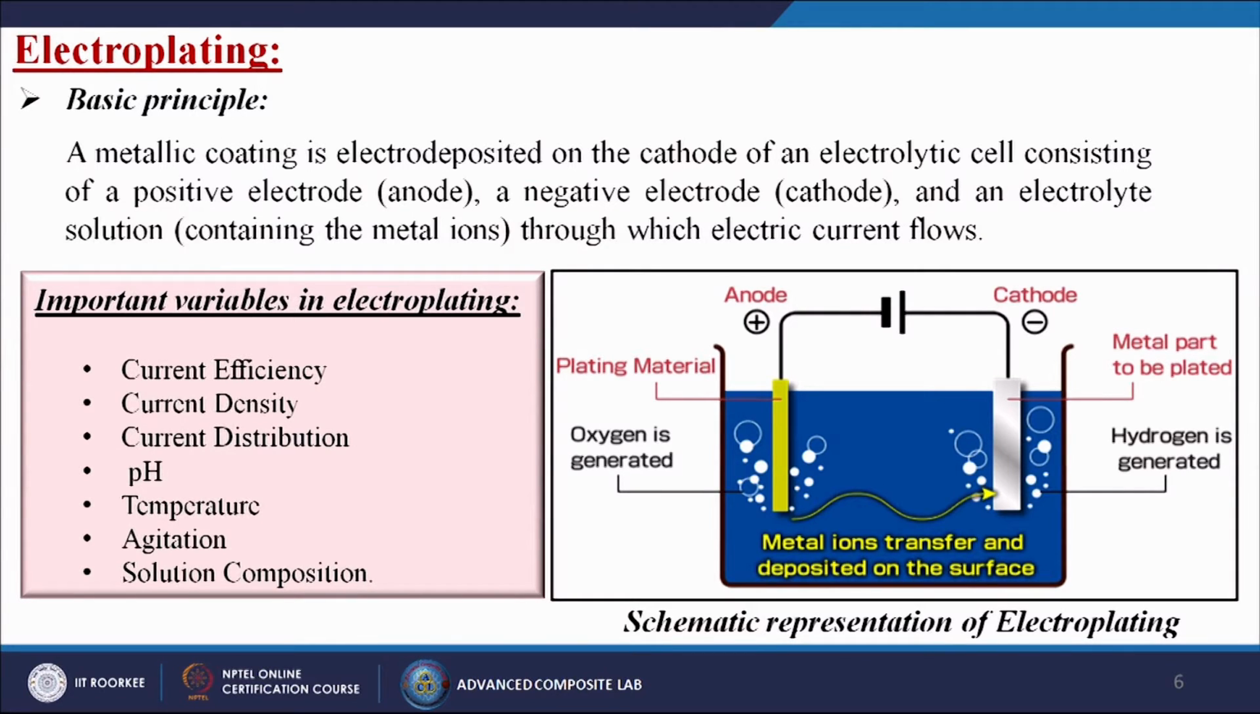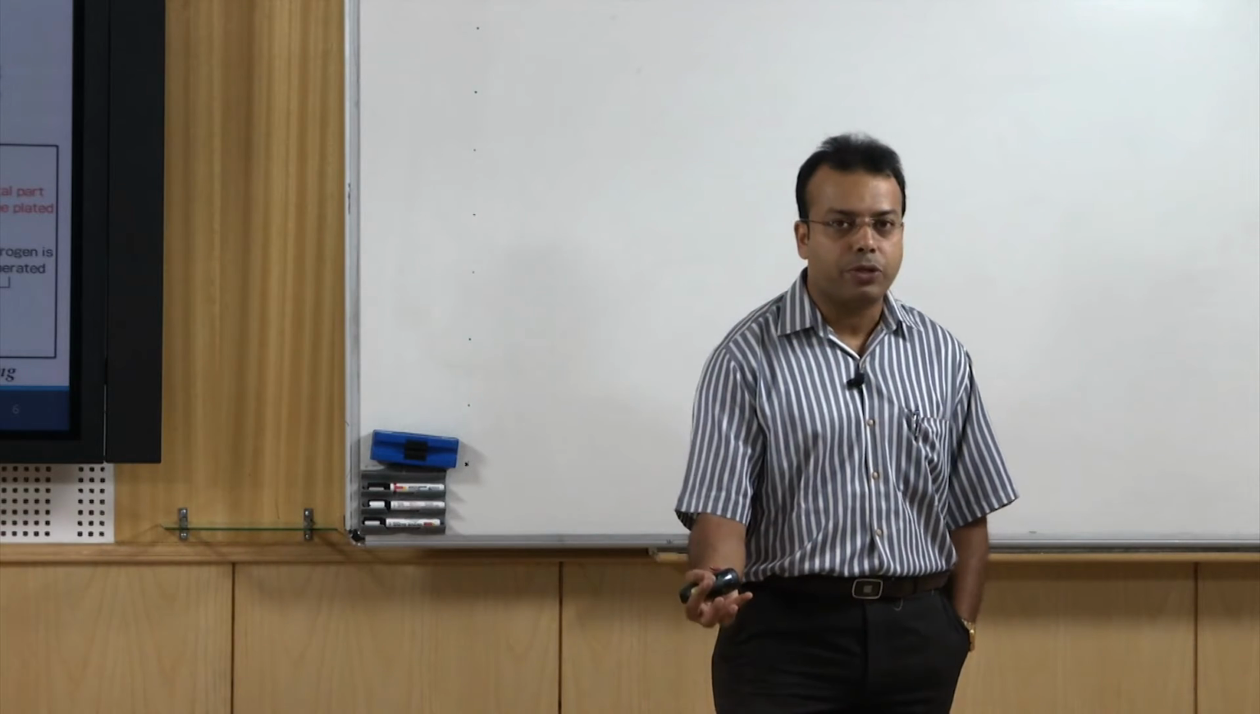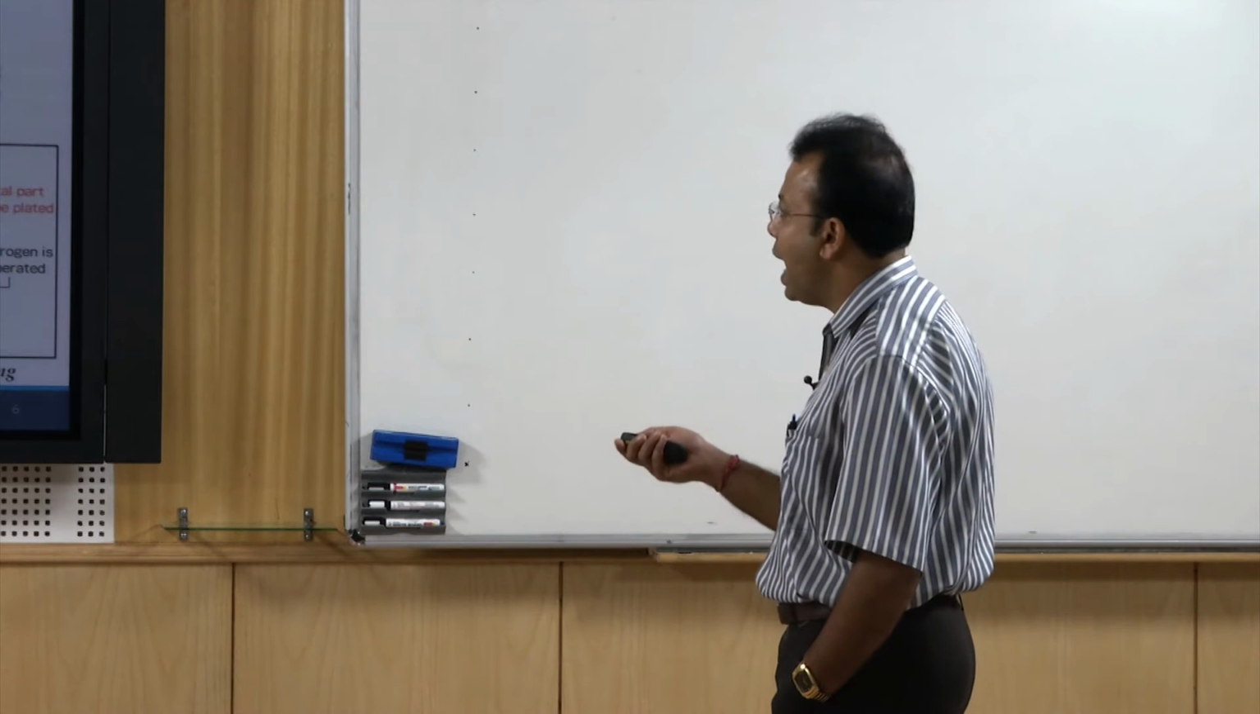A metallic coating is electrodeposited on the cathode in an electrolytic cell consisting of a positive electrode known as the anode and a negative electrode known as the cathode, and an electrolyte solution containing the metal ions through which electric current flows. From this figure you can understand that we are taking the anode, the cathode, and some kind of liquid, which is known as the electrolytic solution. Here we have to keep our substrate on the cathode part, and whatever material we are going to deposit onto our substrate, we have to keep in the anode part.